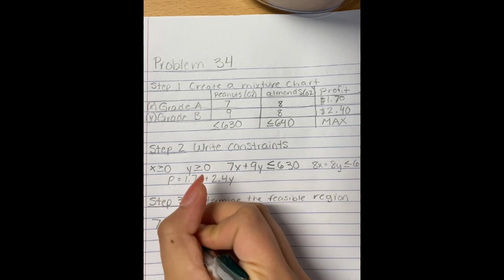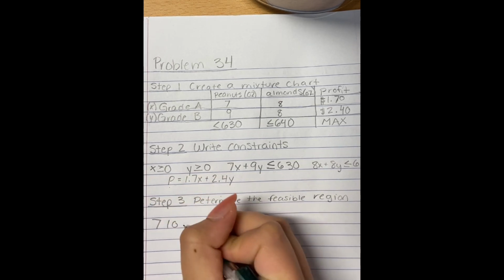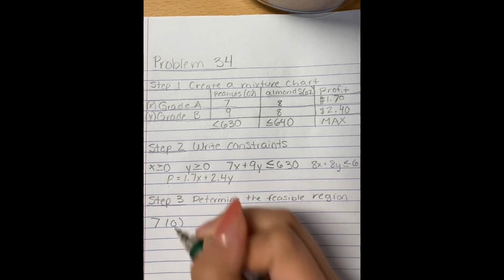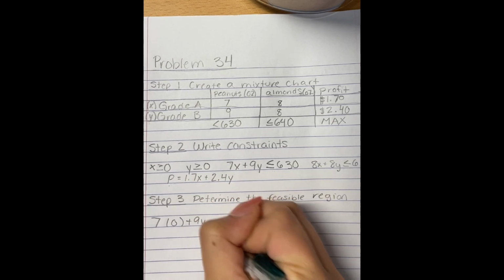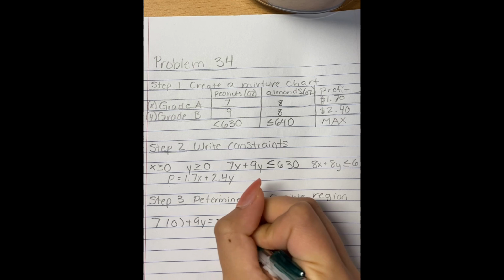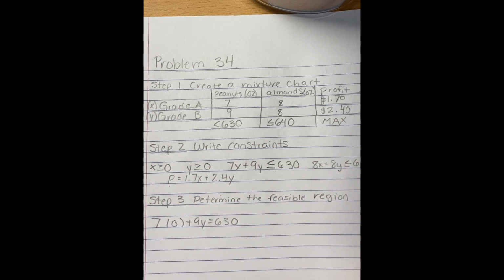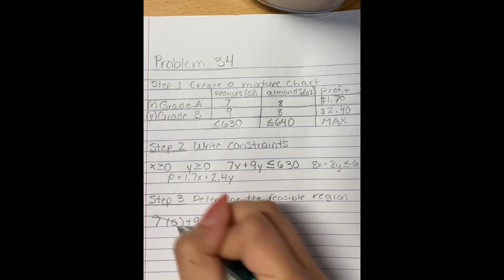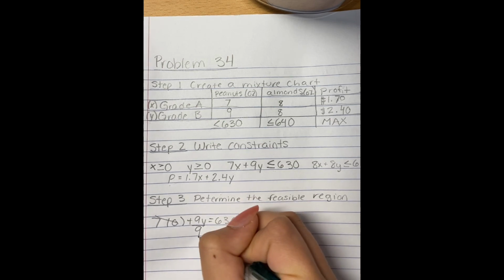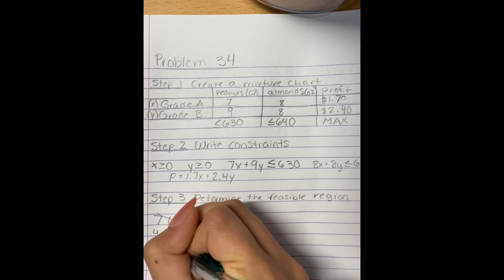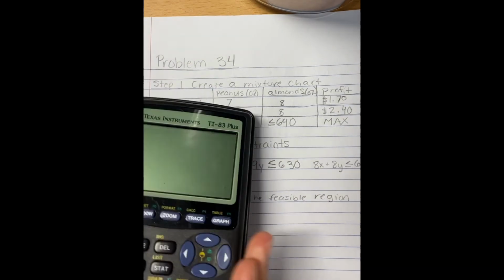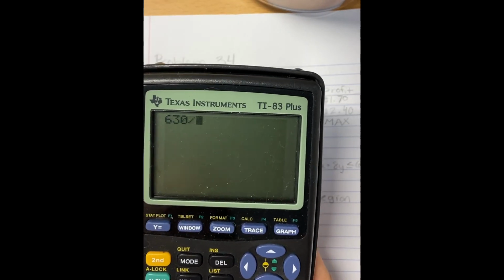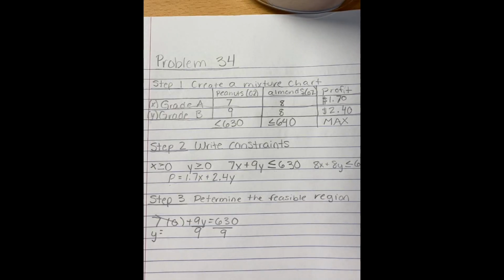But I'm going to start off with 7x plus 9y is less than or equal to 630. I'm going to start off by putting 0 in for x and then solving. I sped things up here because it's simple algebra, but basically the 7 times 0 is 0, so that cancels out, and then both sides divided by 9, and I got the answer, which is 630 divided by 9 equals 70, so y equals 70.